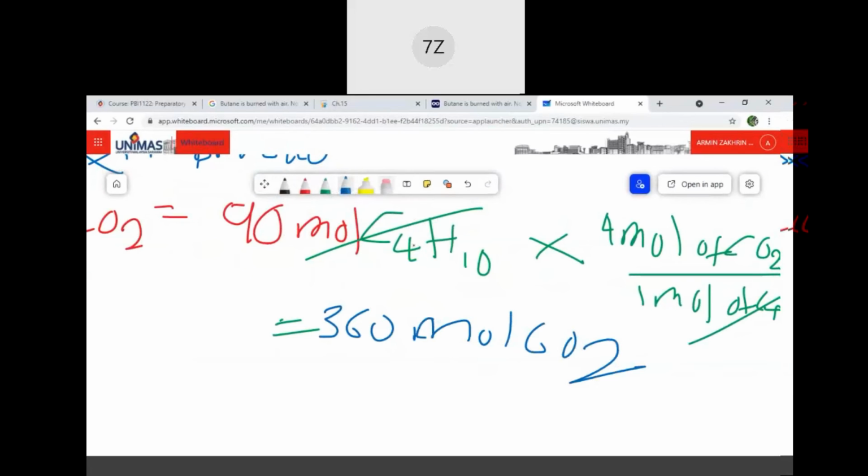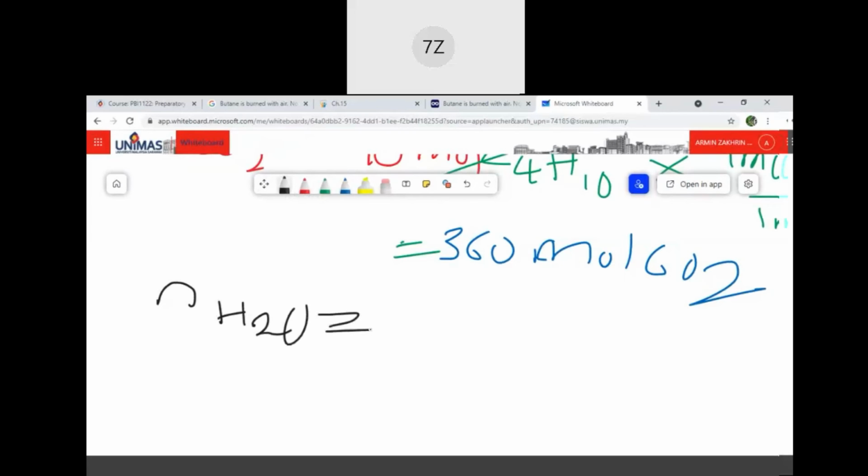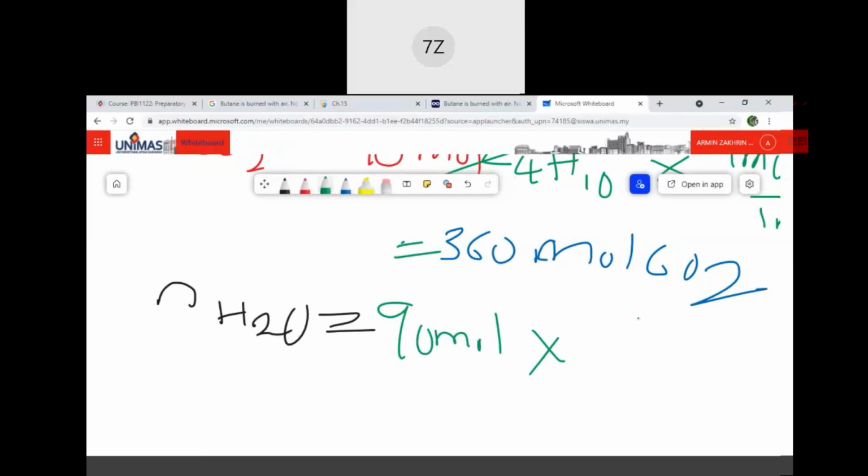For the next part, we will find the moles of H2O, still using the same method. So 90 mole you multiply with 5 mole. The 5 mole of H2O we can get from the balance equation from the part Sonia did. You can see from the balance equation that you can get this 5 mole.